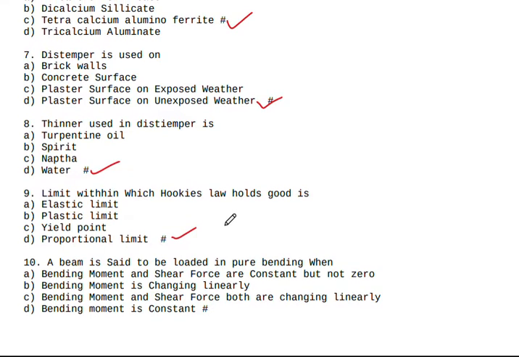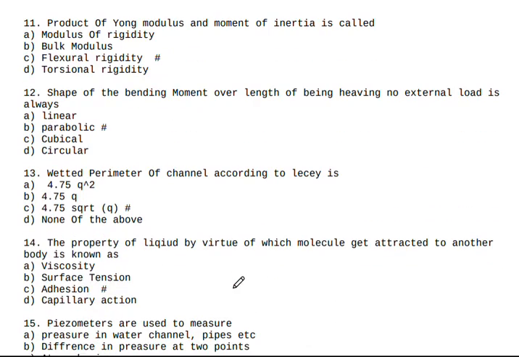A beam is said to be loaded in pure bending when bending moment is constant. Product of Young's modulus and moment of inertia is called flexural rigidity.